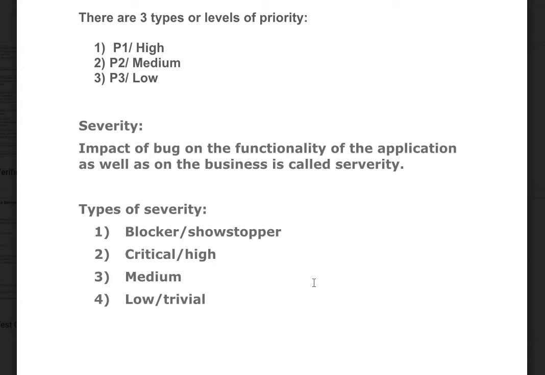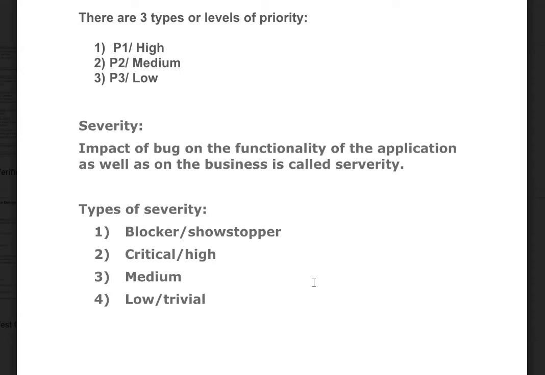Here I would like to explain with an example. Suppose you are a tester testing an application, and let's consider a very well-known application, Amazon. While testing the Amazon application, when you try to log in to the Amazon app, you are not able to log in. So what will be the severity for this particular bug? When you raise this bug, the severity will be blocker, or you can say showstopper.